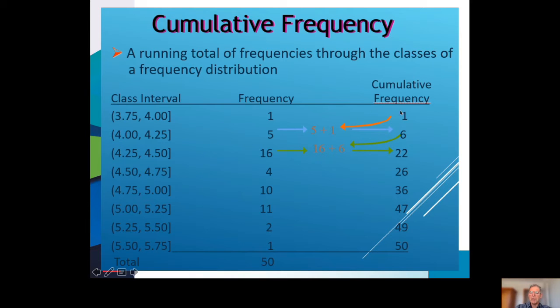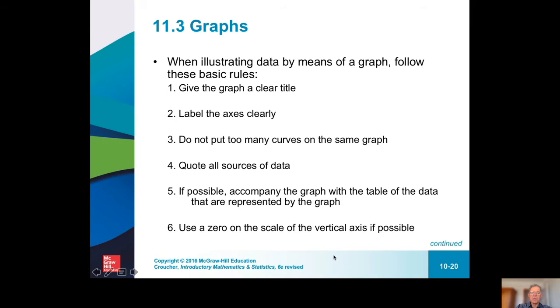Looked very briefly at the cumulative distribution. 1 plus 5 is 6, plus 16 is 22. If we do it all correctly, the total down here will equal the total of the frequencies. And helpful for drawing an ogive, which we'll see in a moment.